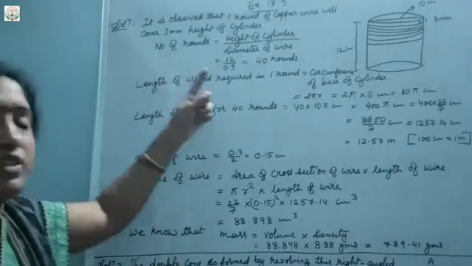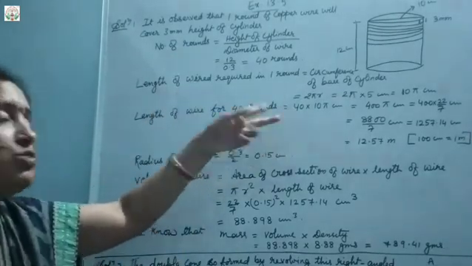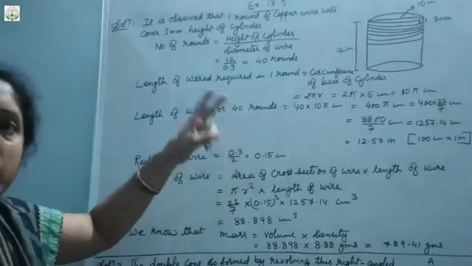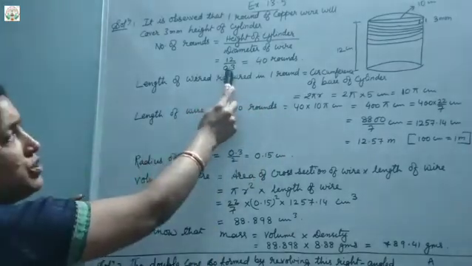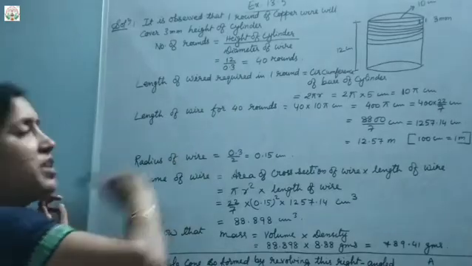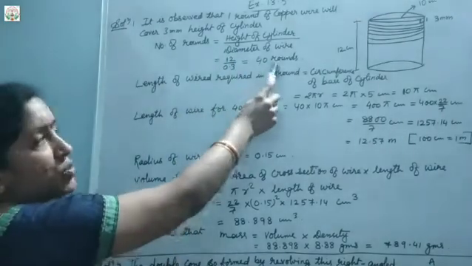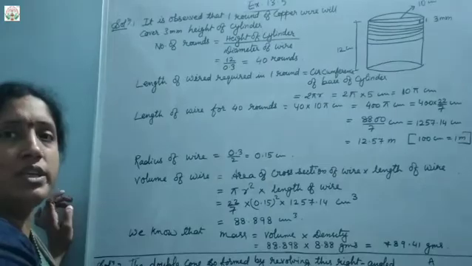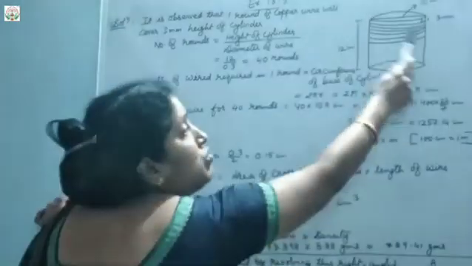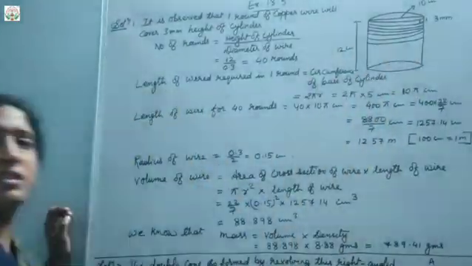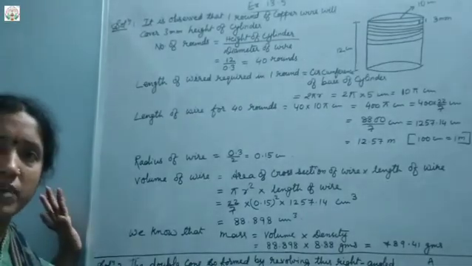So it is in mm, and the other measurements are in cm. On converting mm into cm, you will get 0.3 cm. Now on solving this, you will get how many rounds? That is 40 rounds. That means 40 rounds of copper wire are around this cylinder. Okay, that part is clear.